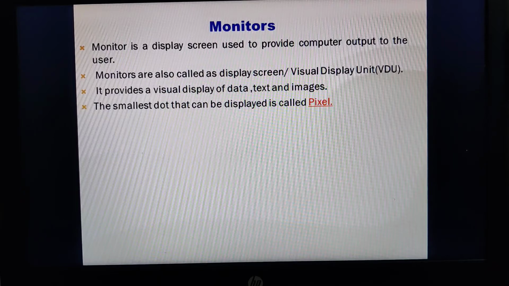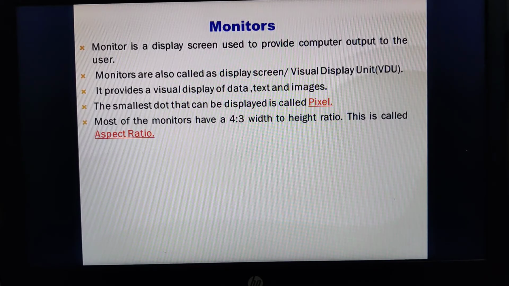Most of the monitors have a 4:3 width to height ratio, which is called the aspect ratio. The most common aspect ratio is 4:3, that is width to height ratio. Then the resolution of the monitor is defined as the number of pixels that can be displayed vertically and horizontally. We should know what is the resolution of our monitor. It all depends upon the number of pixels. So what is a pixel? It is the smallest dot on the monitor.